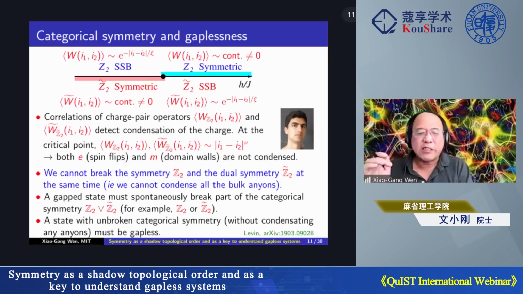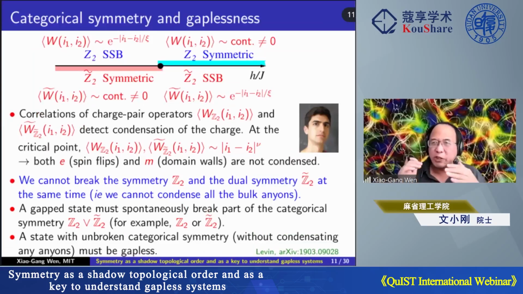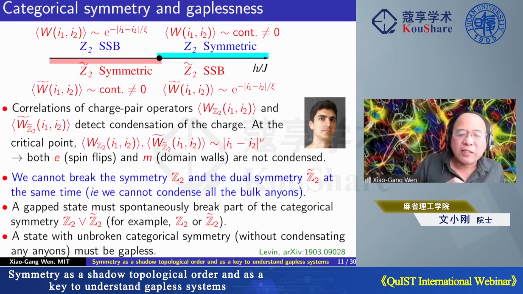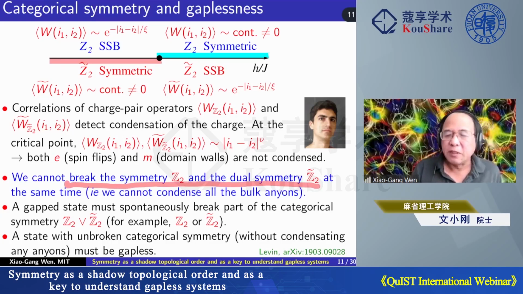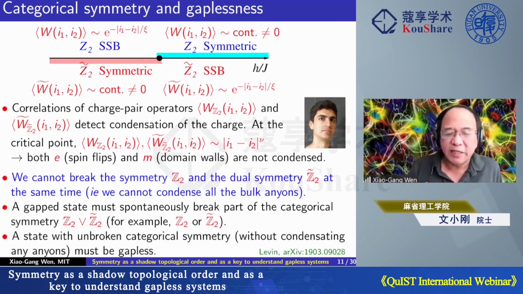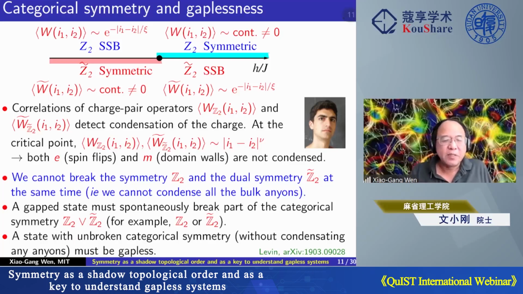So this is something very special about the categorical symmetry, because these two symmetries, Z2 symmetry and dual Z2 symmetry, can have a mutual statistics. As one consequence, we cannot break both symmetries, because E and M have mutual statistics. We cannot condense both of them. Okay, so we cannot break both symmetries, but we can break one of them. If we break one of them, we can get a gapped state. But if we do not break any of them, then the resulting state must be gapless.